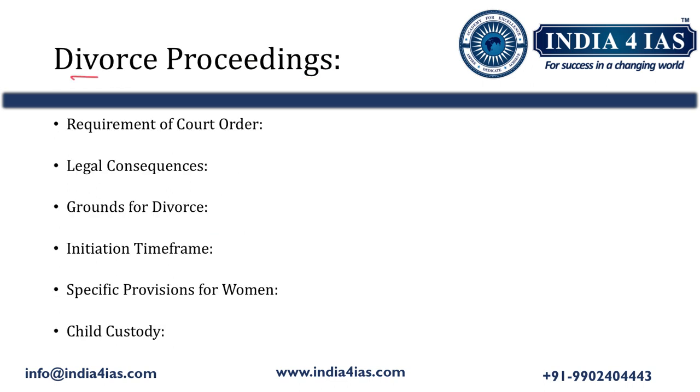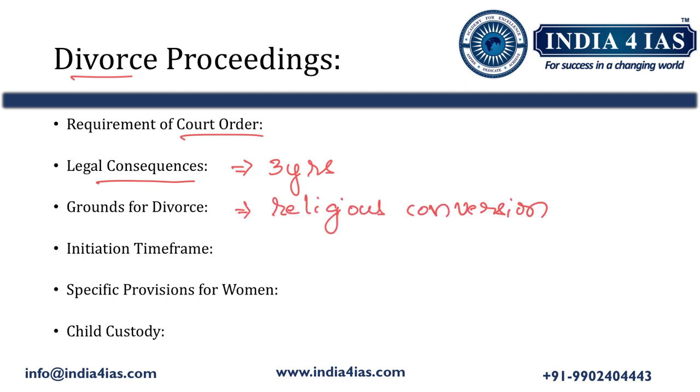With respect to divorce, the code has the following provisions. No marriage can be dissolved without a court order under the provisions of the Uniform Civil Code. Dissolution of marriage without a court order can lead to imprisonment of up to 3 years. One of the grounds for divorce includes religious conversion. With respect to the time frame of divorce, the Uniform Civil Code prohibits the initiation of divorce proceedings within 1 year from the date of marriage.